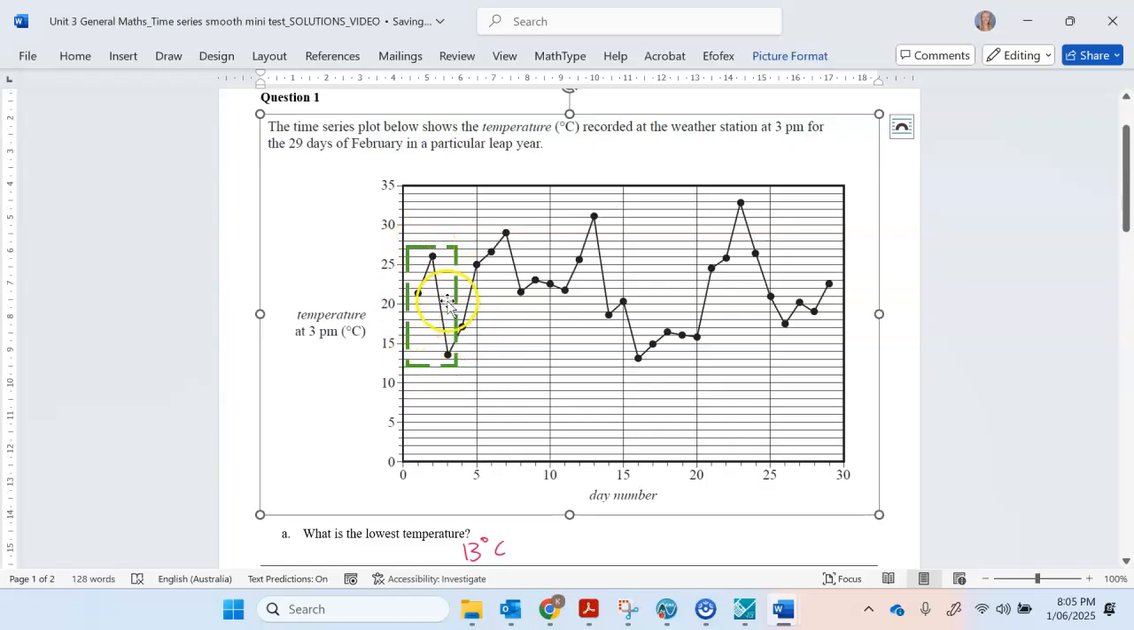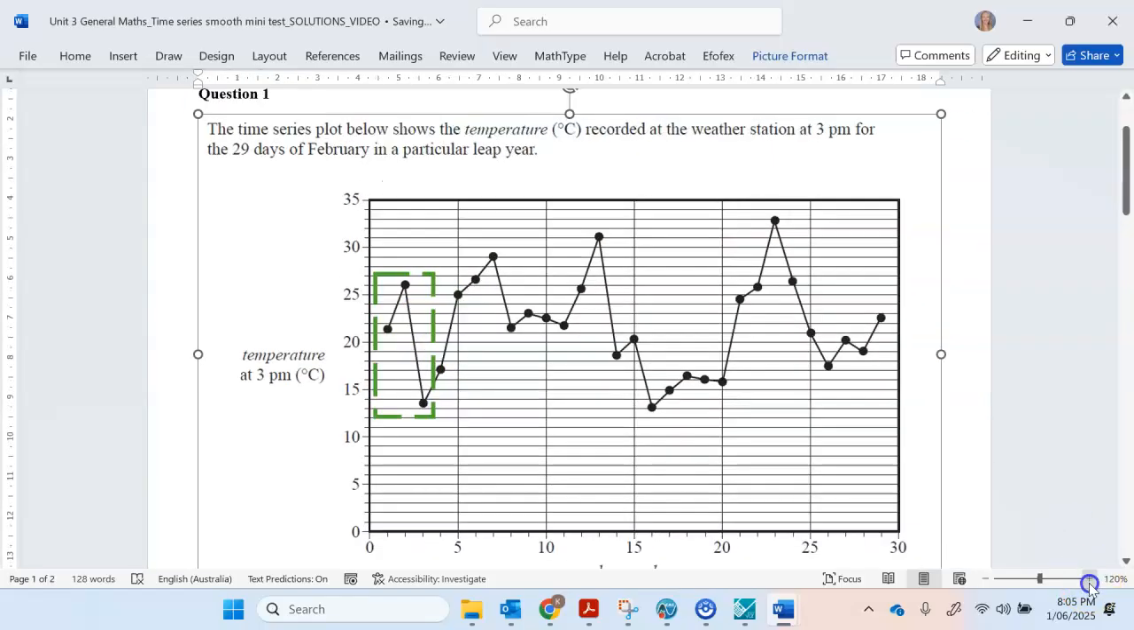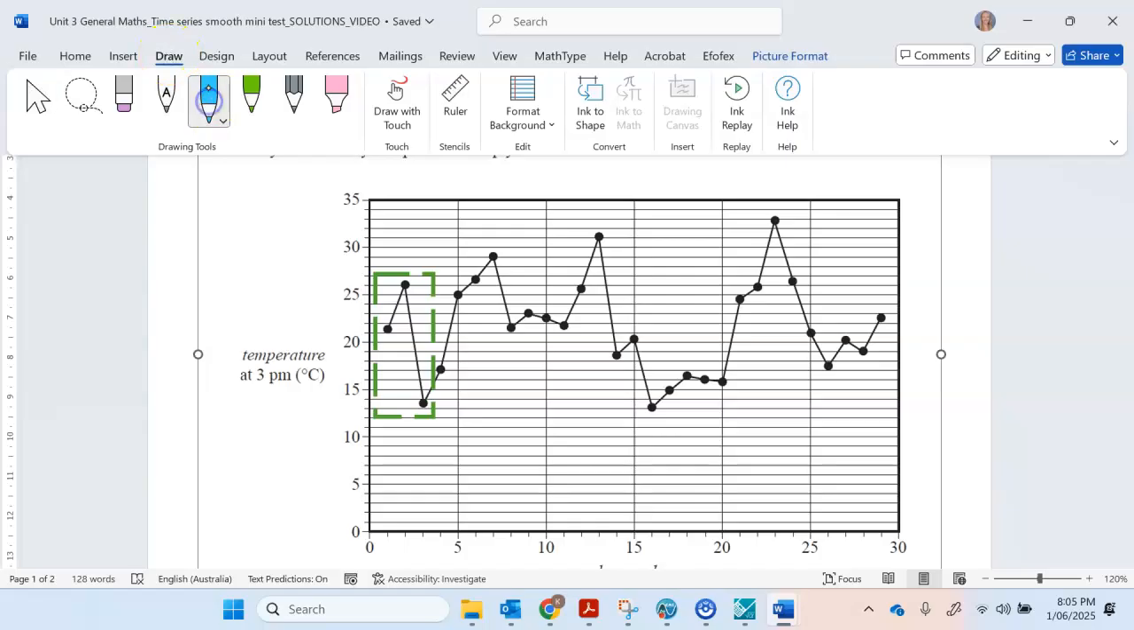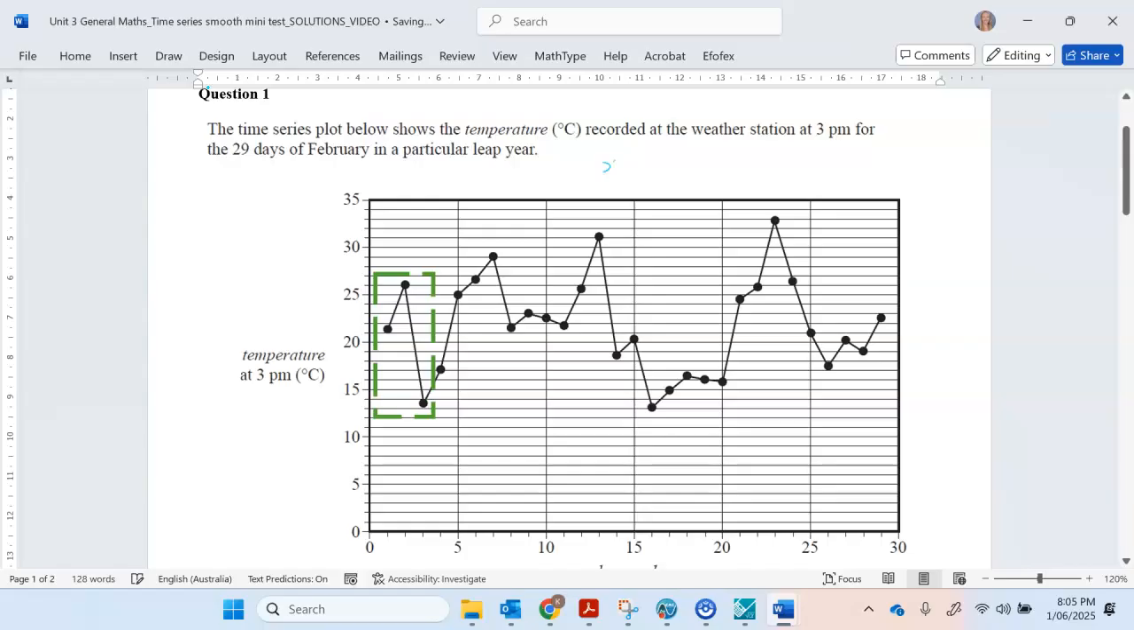All right, so I've got a little box here in green just to make it a bit easier to see, and I might just make it a bit bigger. Now, when we're doing smoothing, we have to smooth the X values and the Y values. So we've got to think if this was on a table, we would have our X values and our Y values.